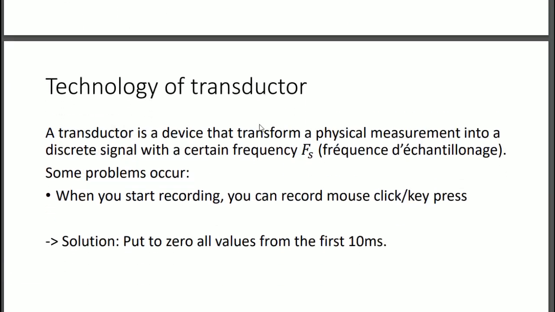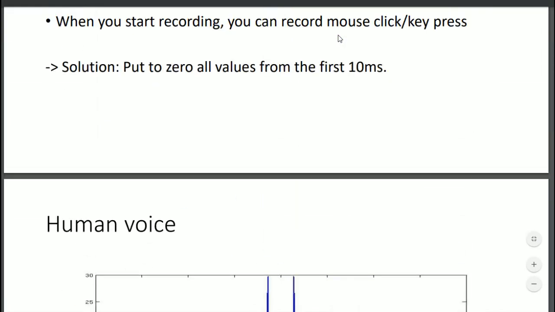In terms of technology, the transductor is a device that transforms a physical measurement into a discrete signal with a certain frequency Fs. In French, it's called the fréquence d'échantillonnage. Some problems might occur. When you start recording, you can record mouse clicks and key presses. Like here, you can hear the key press on the keyboard. Oops, I spoiled it.